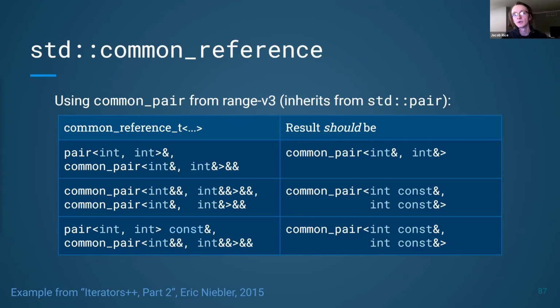Okay, so if you want a type like this in your code, you can implement your own pair-like type and then specialize common reference, or you can just use the range-v3 common pair. And the slide that I'm about to show you should encourage you not to customize common reference on your own until you have a lot of practice, because it's quite difficult.